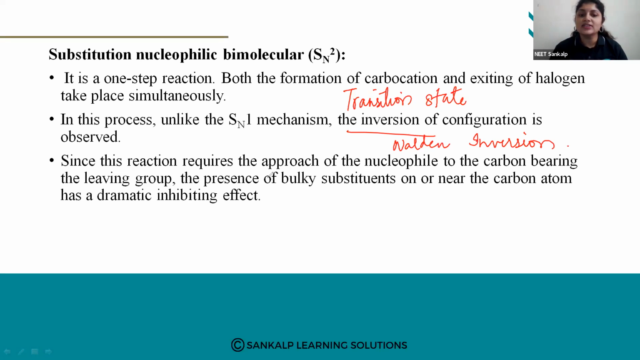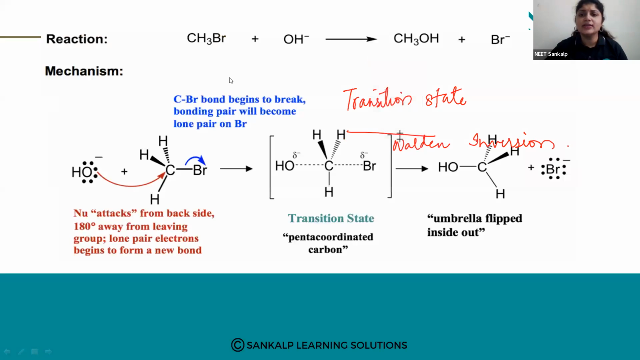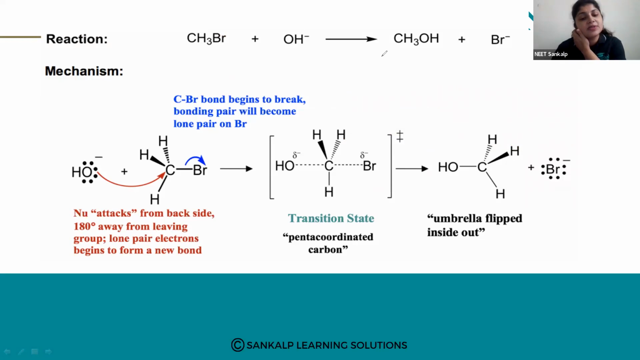Since the reaction requires approach of the nucleophile to the carbon bearing the leaving group, the presence of bulky substituents on or near the carbon atom has a dramatic inhibiting effect. So you can see here, this is a one-step reaction. CH3Br, that is methyl bromide, when it reacts with hydroxyl group, OH minus, forms methanol plus Br minus.